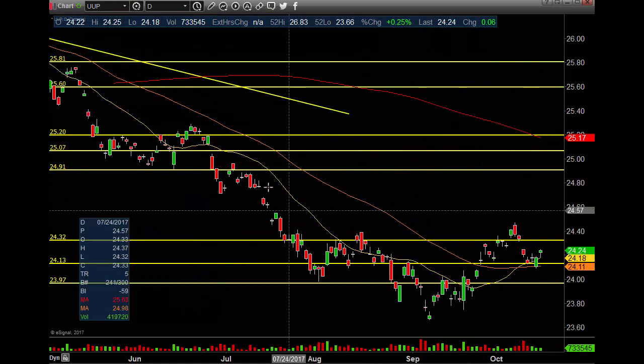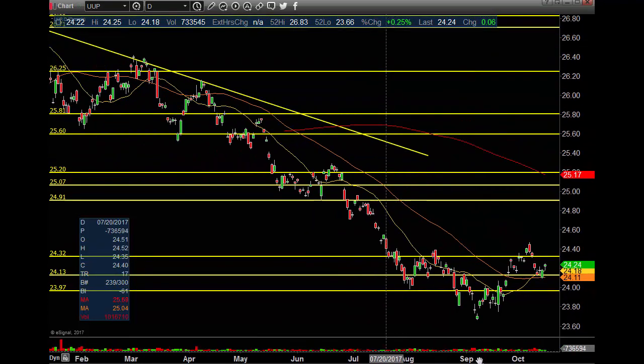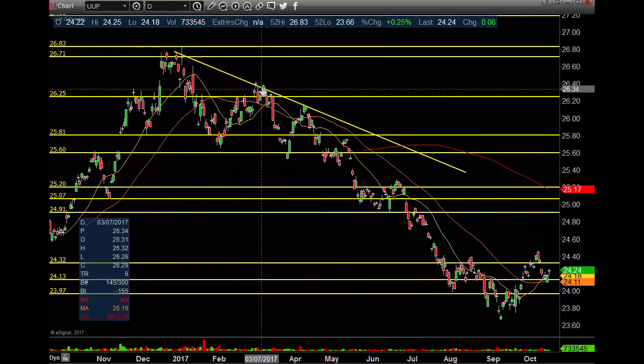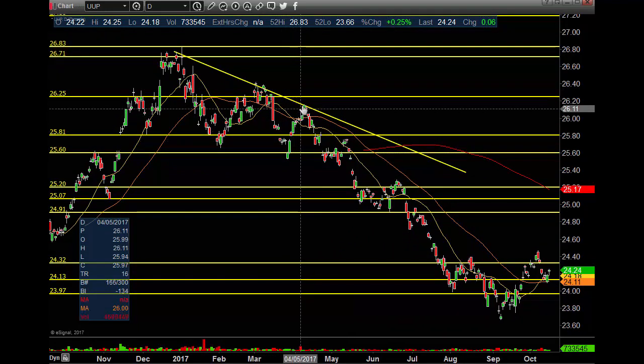All right, let's get into the UUP, or the dollar. We talked about this being bearish way back when it came up in here, pulled back, retraced right back in a trend line, came back, bearish, fall, bearish, fall.